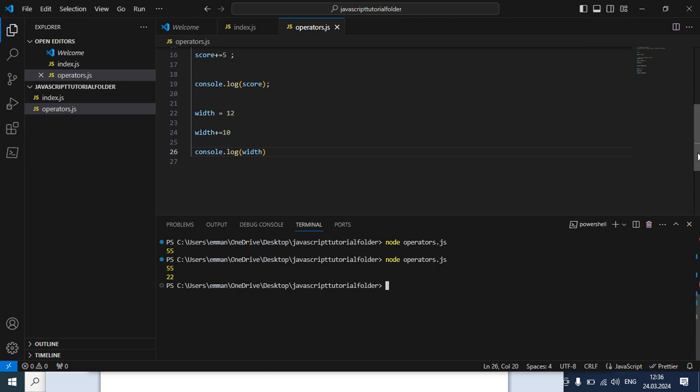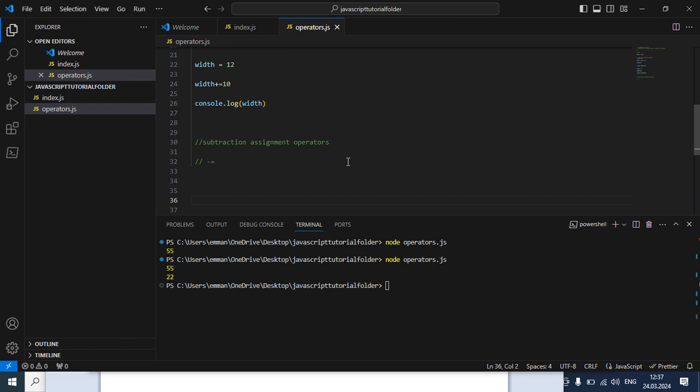So the next one we have is the subtraction assignment operator. So let's look at it. So the syntax is like this: minus or equals to. So let's look at an example.